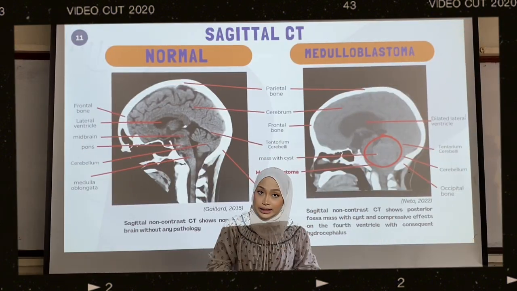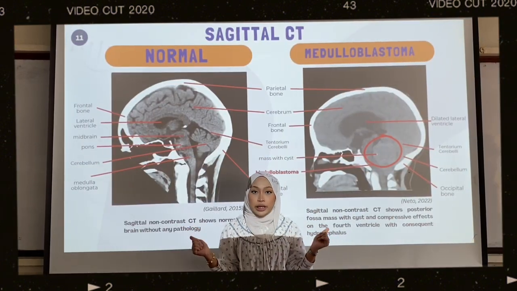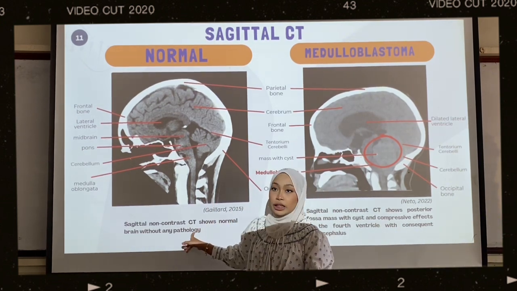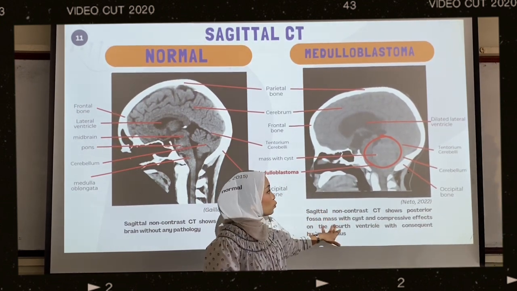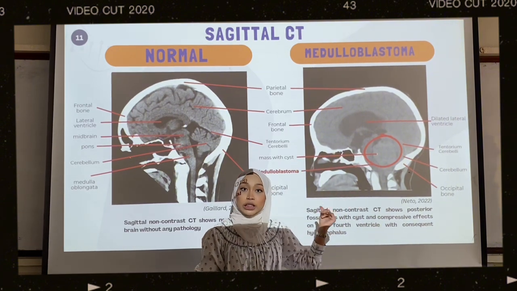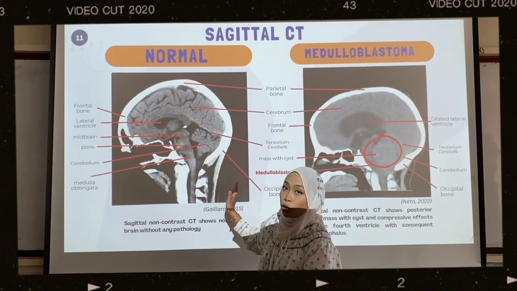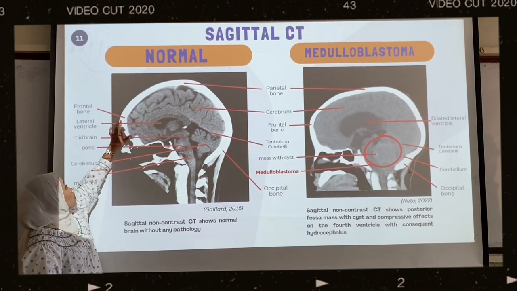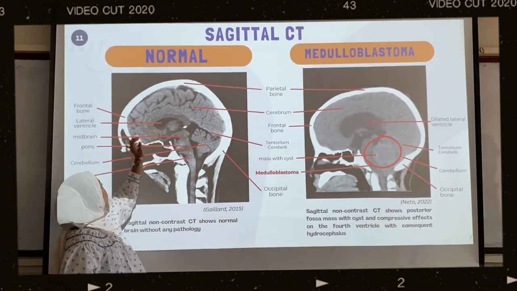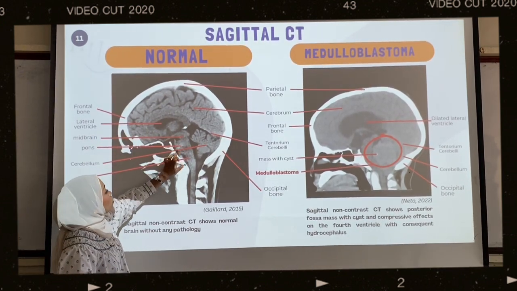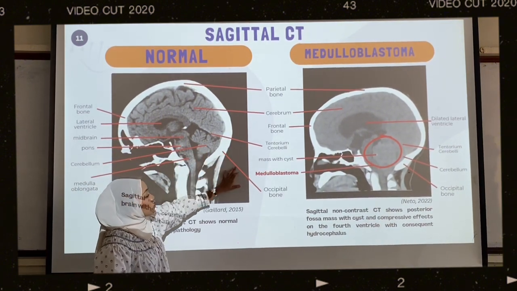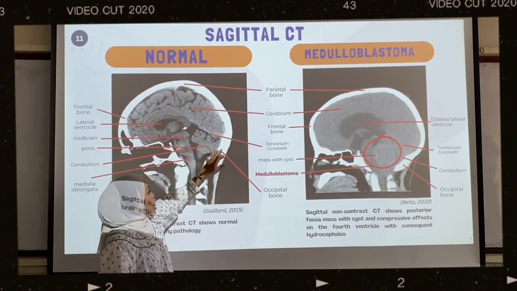As for the sagittal CT, both images show the brain, but the right side shows the normal brain without any pathology, and the left side shows the brain with pathology, which is medulloblastoma. We move to the normal one first. So here we can see the structures including the frontal bone, lateral ventricle, we can see the midbrain, pons, medulla oblongata, we can see the cerebellum over here, and the occipital bone at the posterior side of our head.